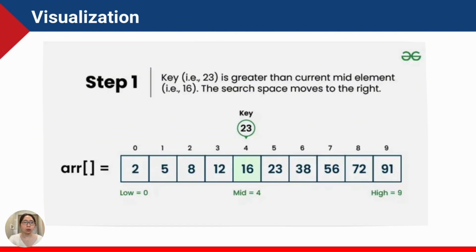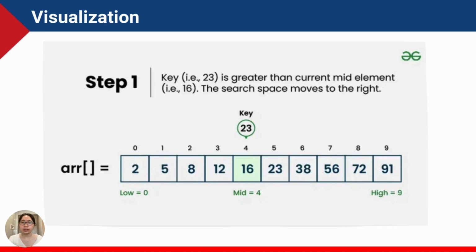So we have step 1, which compares with the first middle element. We set low equal to 0 and high equal to index 9. We compute the middle index, which is 4, and the value at index 4 is 16. Now we compare 16 to our target 23, which is greater than 16. The target cannot be in the left half, so we eliminate the entire left portion and move the search space to the right half of the array.